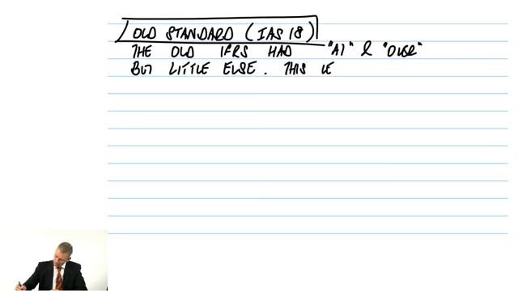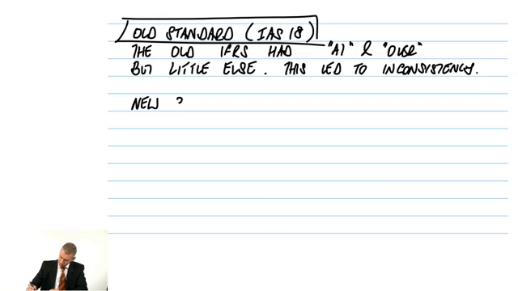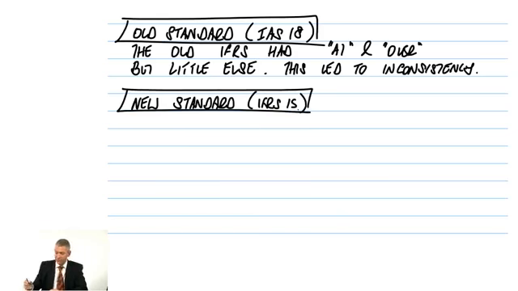This led to inconsistency. And the IASB basically decided that they quite liked the old at and over model, so they decided to keep it. And the new standard is called IFRS 15. You don't need the IFRS number, but you'll probably find that you remember it.